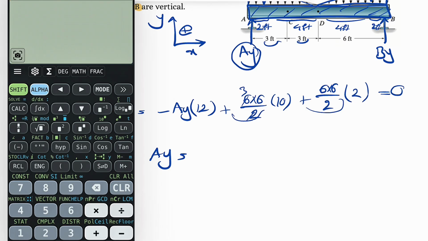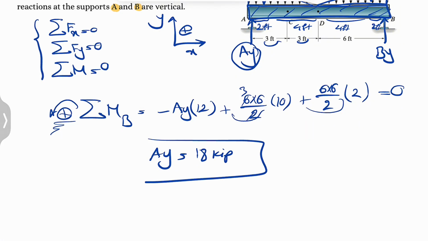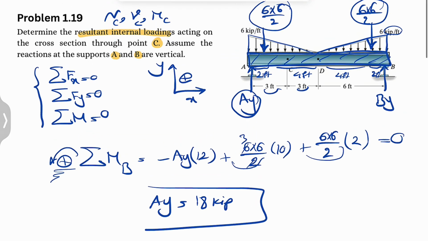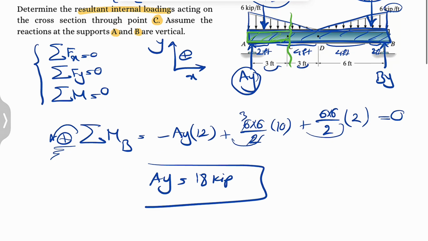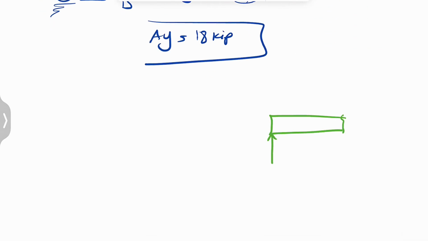And if you factor 18, it will be 18 times 10 plus 2, or 18 times 12 divided by 12 is going to give us 18. So now that we have AY, we can go with our section, which is this section. I'm going to show it and try to use a different color just to differentiate. So we figured that AY is 18 kip.